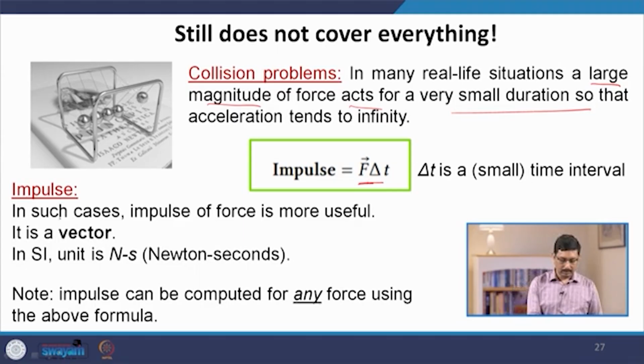Impulse is a vector, because force is a vector, and it is multiplied by a scalar, the time interval. So, impulse must be a vector. Note that I put it in boldface to indicate that the left hand side is also a vector. Its unit in the SI system is Newton seconds, the unit of force multiplied by the unit of time.